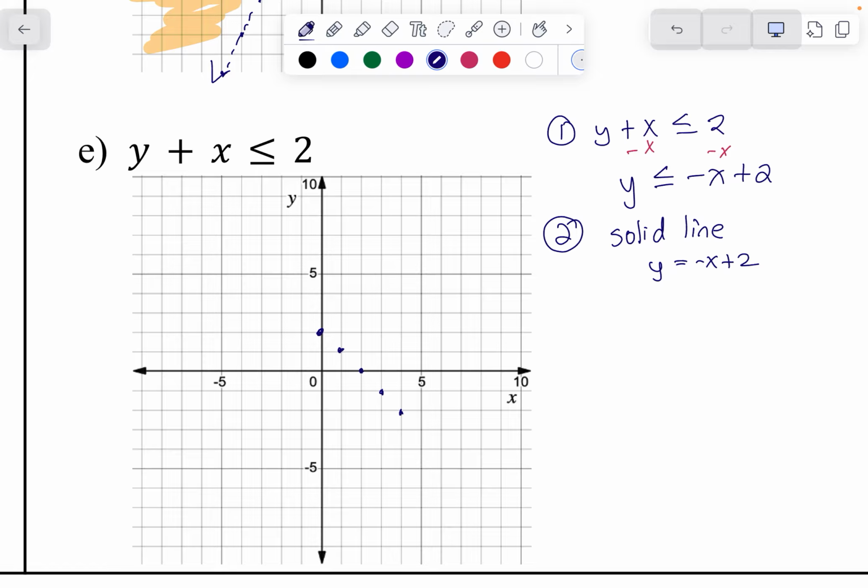You can always plug in points if you forget exactly how to graph that line. I make my line really stretch out, and you should too, because we need to shade stuff. And then it's a solid line. We don't make a dashed line this time. We make a solid line. So start at 2, our y-intercept. Go down 1 to the right 1. Down 1 to the right 1.